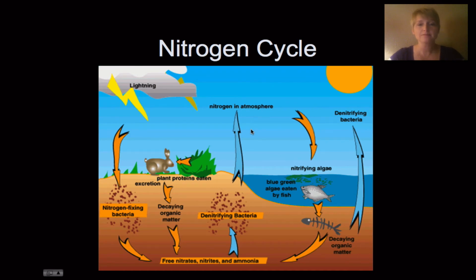All right, so we have nitrogen in the atmosphere, and we have some nitrogen fixing bacteria in the soils, and it will convert that nitrogen into free nitrates, nitrites, and ammonia. And then the plants take up the nitrogen, and the plants are eaten by animals, and the animals excrete, and that's decaying organic matter, which puts it back into the soil. Also, when living things decay, that puts the nitrogen back into the soil. And the bacteria also give off some nitrogen to the atmosphere. And so with nitrogen, we also see this continuous cycle throughout our environment.